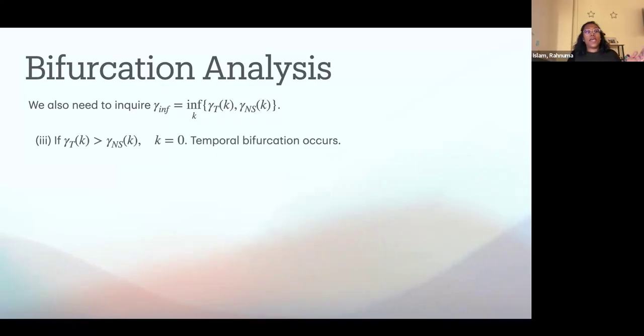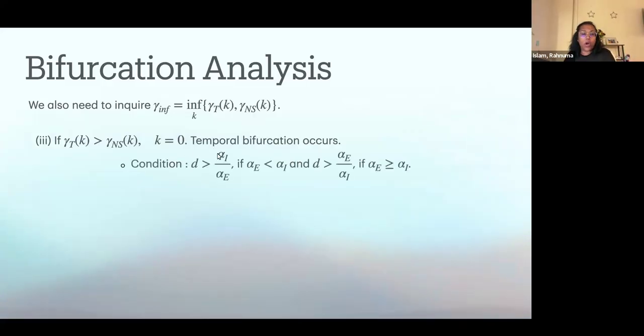So then another case is that Turing reaches its threshold before this NS, but this time k is equal to 0. That's the opposite. The Neimark-Sacker occurs before the Turing for k equal to 0. That's when the temporal bifurcation occurs, and the condition for this temporal bifurcation is that D is greater than alpha I over alpha E, or D is greater than alpha E over alpha I, depending on those conditions. Basically, this condition simplifies to D having to be greater than 1.